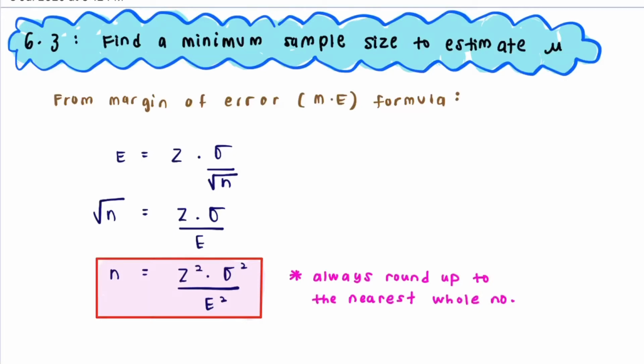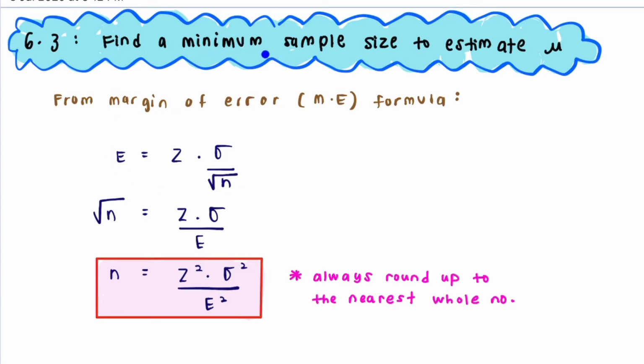Okay, subtopic 6.3 is find a minimum sample size to estimate mean. This continues from the previous subtopic, where you have the formula of margin of error, which is Z times sigma over square root of n. This is the formula for CI when your sigma is known.